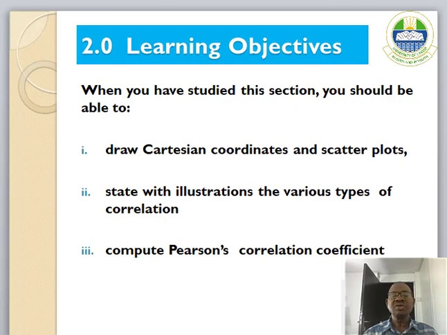Learning objectives. When you have studied this section, you should be able to draw the Cartesian coordinates as scatter plots, state with illustration the various types of correlation, and compute the Pearson's correlation coefficient.